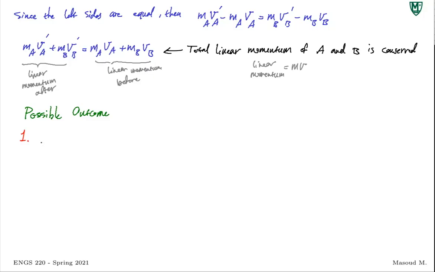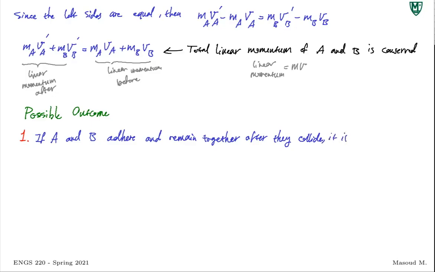So let me write it this way: if A and B adhere and remain together after they collide, we actually call that a perfectly plastic impact. It is a perfectly plastic impact.